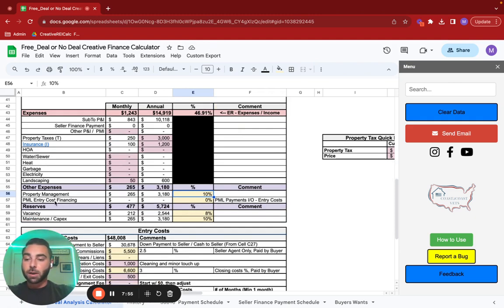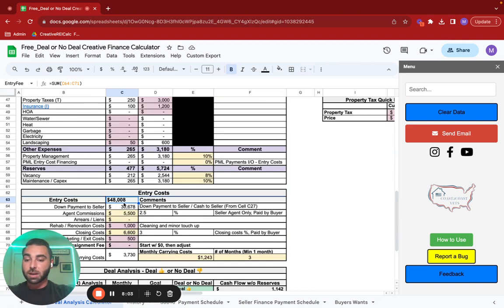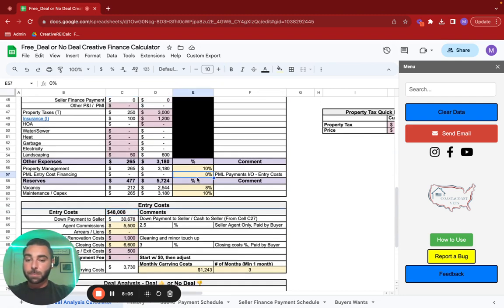This private money lender entry cost financing is if you have a private money lender that's going to cover this $48,000 of entry costs. This will basically tell you the monthly interest-only payment, and the annual interest-only payment, on that $48,000 to pay back your private money lender. We're not going to go into that right now, but just for example, let's say it's 10%, then that is the amount that you will need to pay each month to cover your private money lender for your entry costs. But we're going to zero that one out.